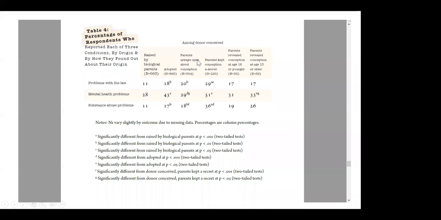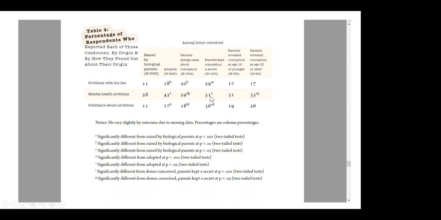Basically, what the data shows is that when parents delay, which is this last column here, and reveal the conception after the age of 13, or worse yet, they attempt to conceal the fact that they were conceived through donor conception and keep it a secret, the rates of these problems increase dramatically. You can see here mental health problems, 51% for children that were conceived by donor insemination and the parents attempted to keep it a secret.